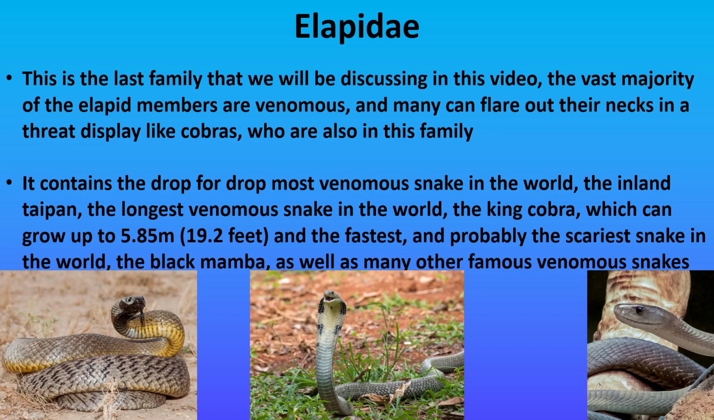And lastly are the Elapidae. This is the last family that we will be discussing in this video. The vast majority of the elapid members are venomous, and many can flare out their necks in a threat display like cobras, who are also in this family. It contains the drop-for-drop most venomous snake in the world, which is the inland taipan on the bottom left, the longest venomous snake in the world, the king cobra, which can grow up to 5.85 meters, that's 19.2 feet, that's in the bottom middle, and the fastest and probably the scariest snake in the world, the black mamba, as well as many other famous venomous snakes. The black mamba is the one on the bottom right, by the way.